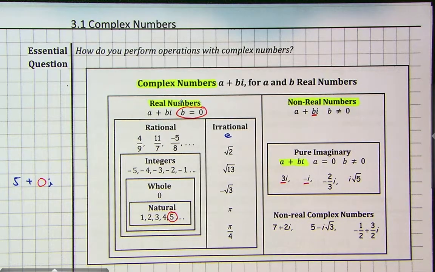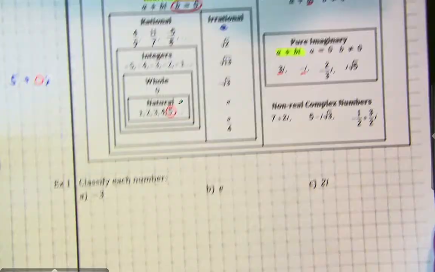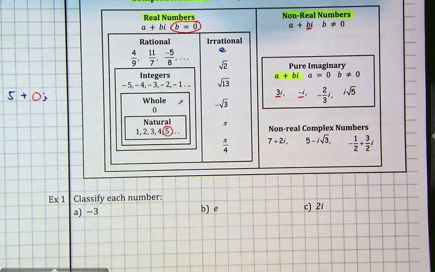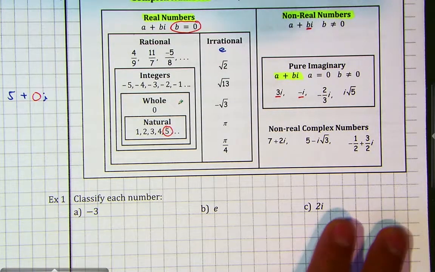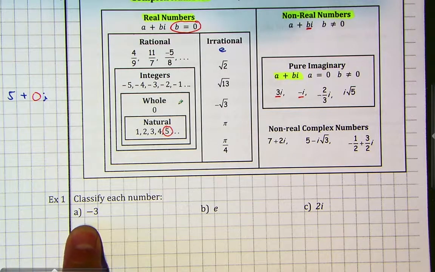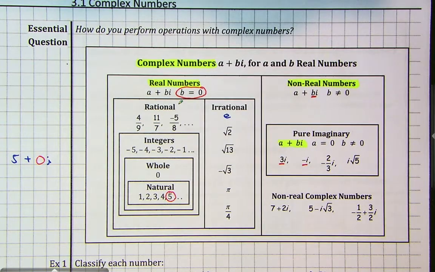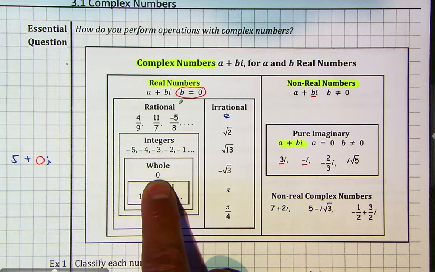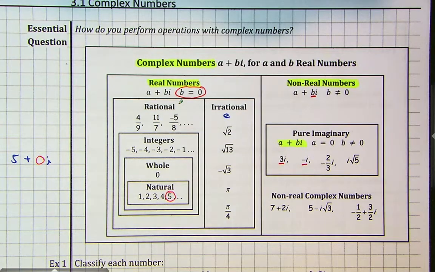So, example number 1. Go ahead and copy it down, and then we'll start once you are ready. So let's classify, go and pause it if you need more time. But let's go and classify negative 3. We're going to start with the smallest subset. Negative 3 is not a natural number, because it's negative. It's not a whole number, but it is an integer. So therefore, negative 3 is an integer.